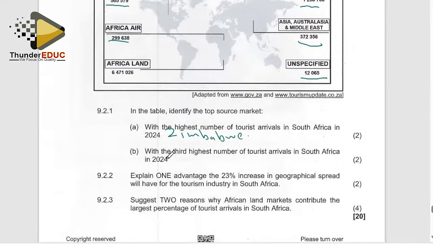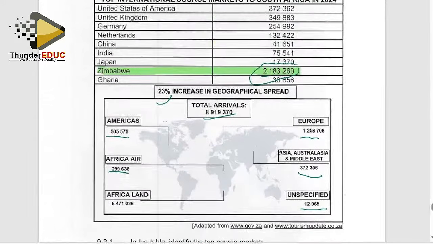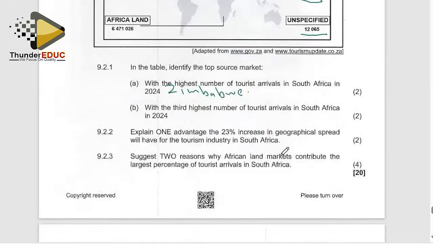Then the next question, with the third highest number of tourist arrivals in South Africa. So we have already said that this is number one. So we are looking for the second and the third. All right, it's 2 million. Then 2 million is closely followed by the United States of America, which is 332,362. This will be number two. Then the third one would be the UK, standing at 349,883. So the next one would be the United Kingdom.